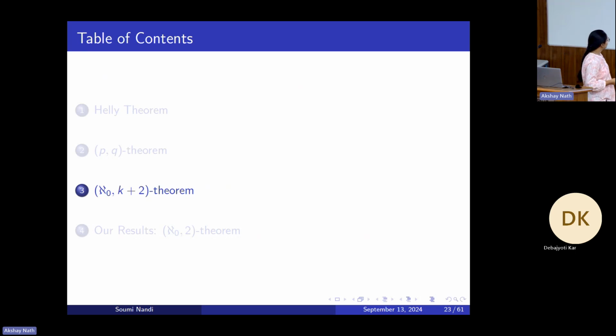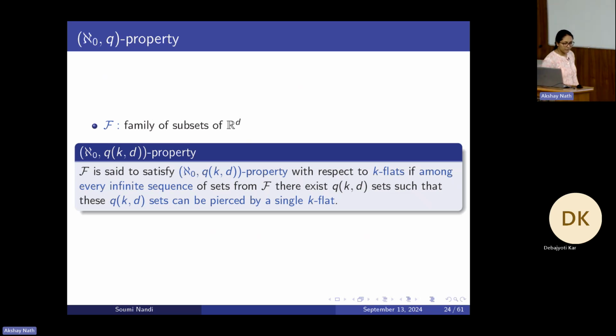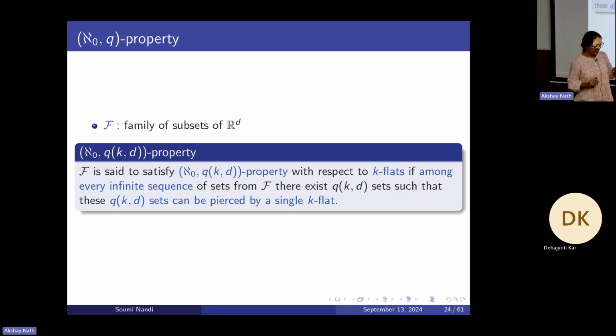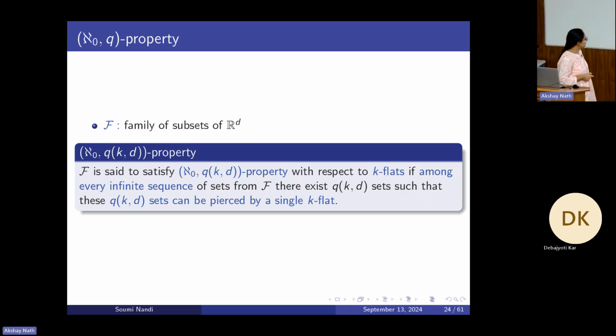Okay, so now we come to the infinite version of the (p,q) theorem, namely the Aleph-null, k plus 2 theorem. Let me first introduce this Aleph-null, q property. Suppose we have an infinite family of convex sets in R^d, and we'll say that this family satisfies the Aleph-null, q property if, taking any infinite sequence from that family, we get at least q of them which have a common transversal. This number q depends upon the dimension of the ambient space and the dimension of the transversal.